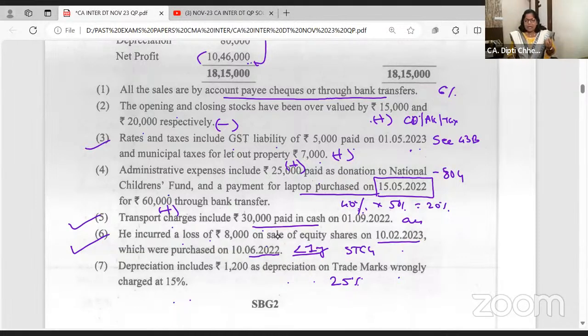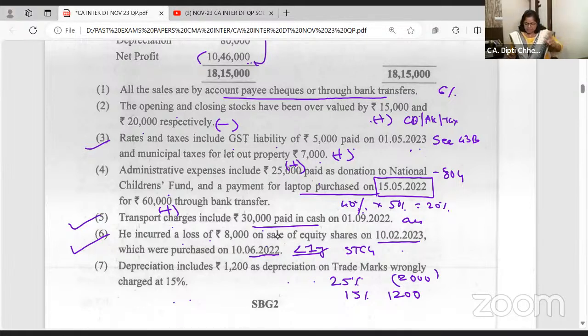So, ma'am, but what is the cost of this trademark? They have not given it. Now, here is the magic of cross multiplication. At 15%, the depreciation is 1,200, which they have already charged. So how much is the depreciation as per 25%? Can you calculate? 1,200 into 25 divided by 15. 2,000.